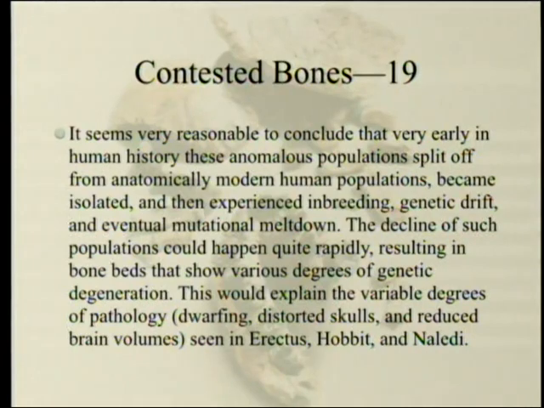It seems very reasonable to conclude that very early in human history, these anomalous populations split off from anatomically modern human populations, became isolated, and then experienced inbreeding, genetic drift, and eventual mutational meltdown. Although in the case of Neanderthals, managed to mix with humans eventually. With other humans, I should say. The decline of such populations could happen quite rapidly, resulting in bone beds that show various degrees of genetic degeneration. This would explain the variable degrees of pathology, dwarfing, discarded skulls, and reduced brain volumes seen in Erectus, Hobbit, and Naledi.